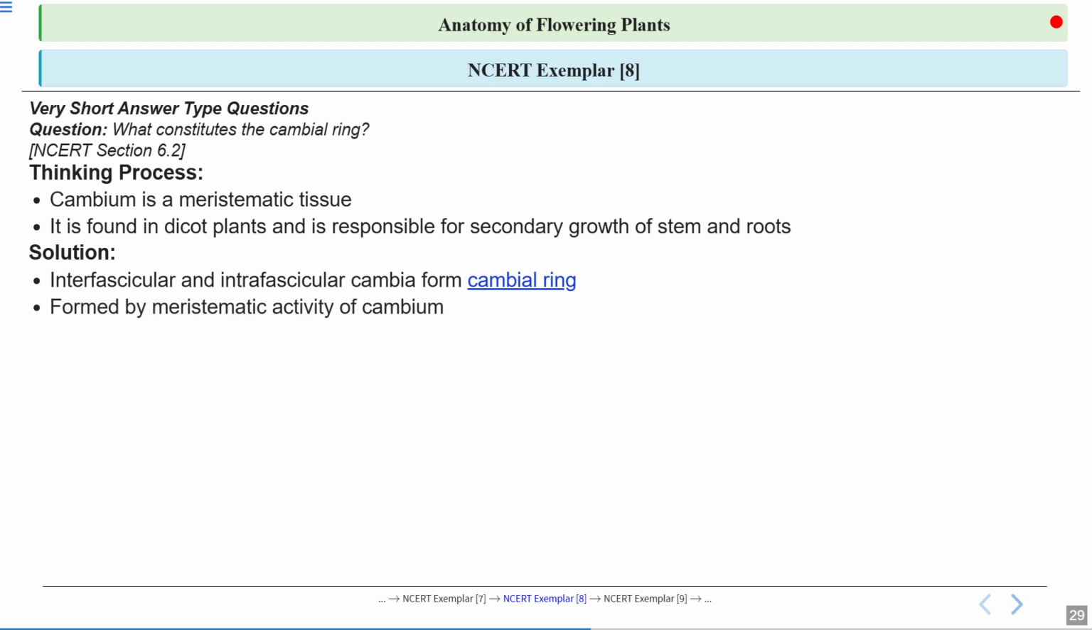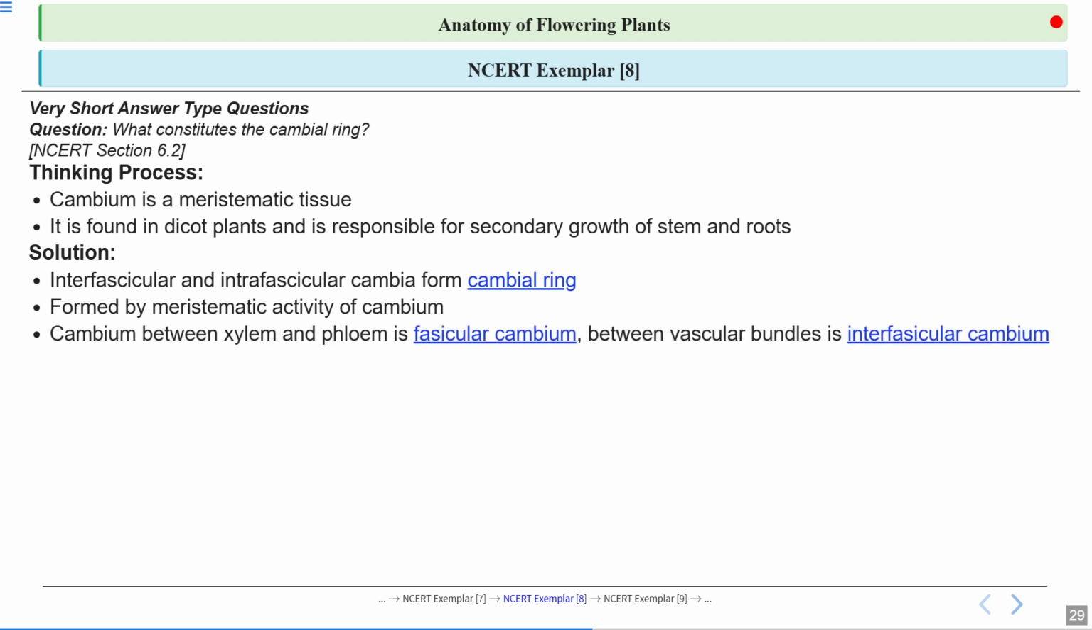They are formed by the meristematic activity of the cambium. So interfascicular cambium and intrafascicular cambium. Cambium between the xylem and phloem is called fascicular cambium. And between the vascular bundles, it is called interfascicular cambium. So at the time of secondary growth, the parenchymatous tissue that is present between the vascular bundles transforms into cambium, and it makes a continuous cambium ring. So both combine to form a cambial ring, right?